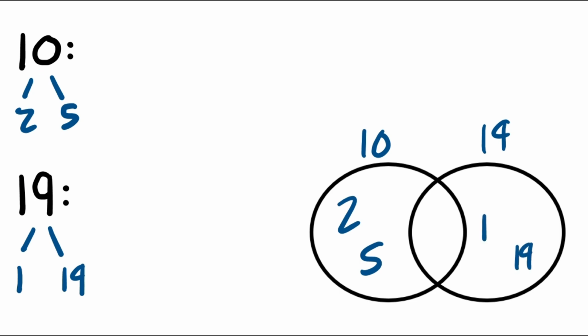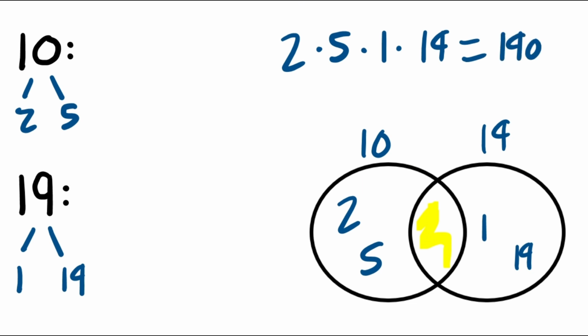But since they don't have anything in common, we can just multiply those numbers together to find the least common multiple of 10 and 19. So let's do that real quick. 2 times 5 times 1 times 19. So 2 times 5 is 10, 10 times 1 is 10 still, and 10 times 19 is 190. So the least common multiple of 10 and 19 is actually 190. Don't believe me? Ask the dishes.